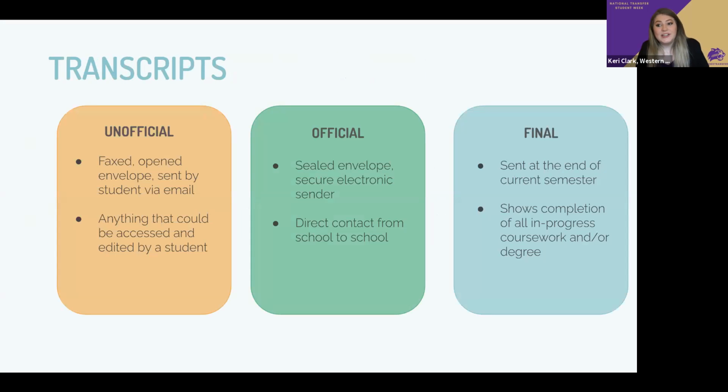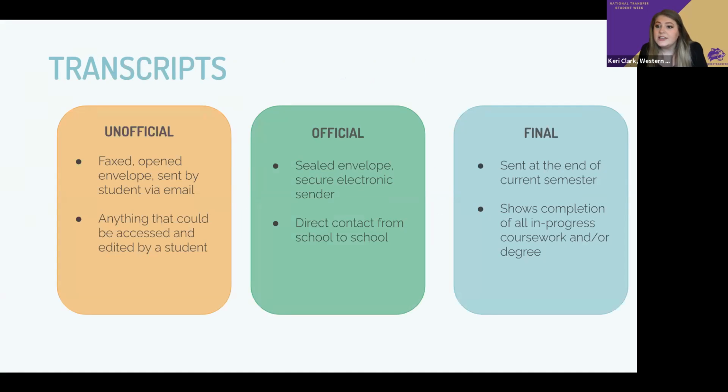Moving on to transcripts, another big thing that we require in the admission process. I just wanted to highlight the different types of transcripts that may be required. So there is an unofficial transcript. These are usually faxed, open envelope transcripts. Transcripts sent by the student via email are even considered unofficial. Basically anything that can pass through the student's hands to the institution is considered unofficial.